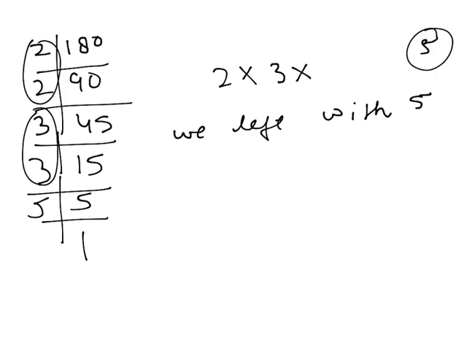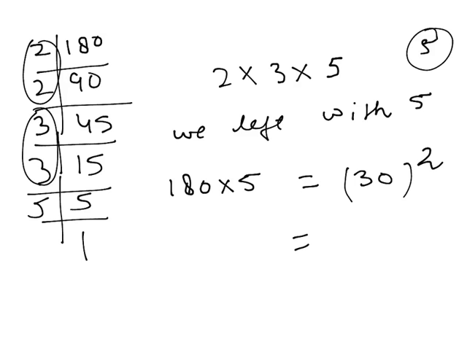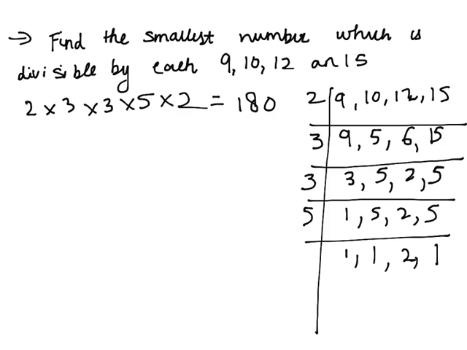Now this number is either divided by 5 or multiplied by 5 to make it a perfect square. So here we are multiplying it by 5, so we will have a perfect square, and then it will be the perfect square of 30. So it means we will multiply 180 by 5 to get the perfect square. So hence the required number is 900, that is divisible by each of the numbers 9, 10, 12 and 15.